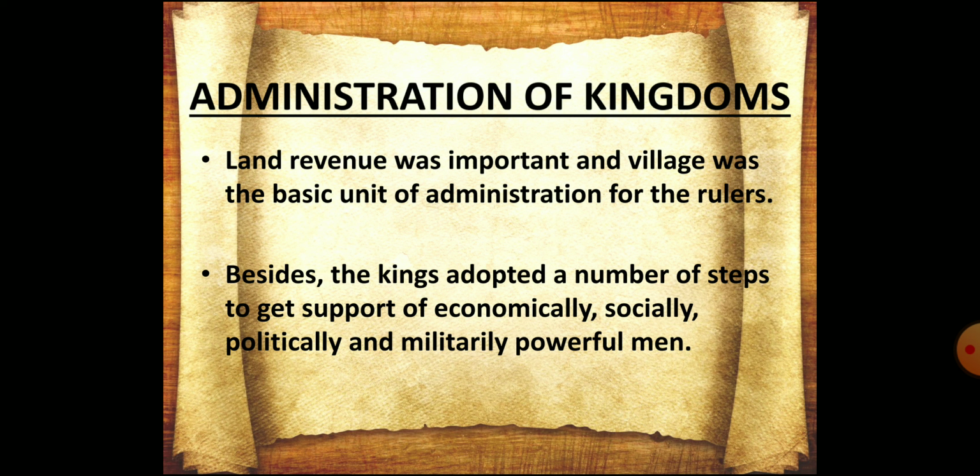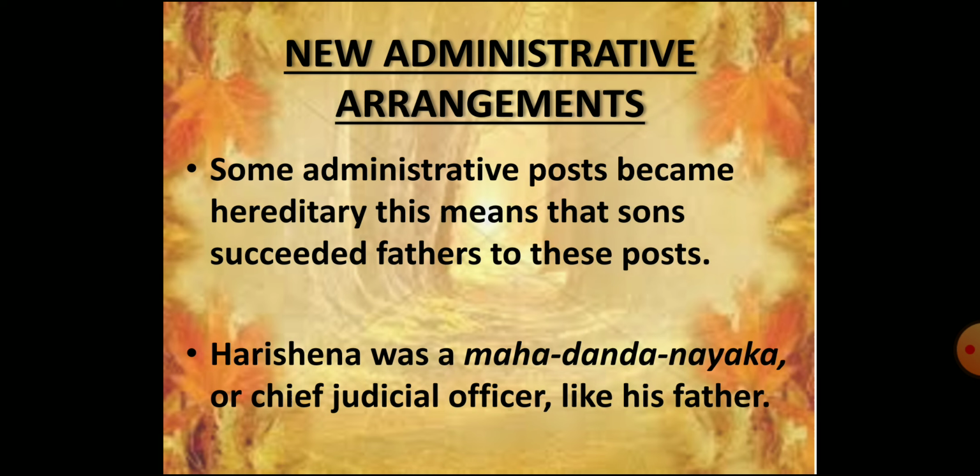The rulers in this period took support of the powerful men to administer their kingdoms and empires. These men were powerful because of their economic or social or political and military strength. So, children, to get the support of such powerful men, rulers adopted many steps. For example, they made some important administrative posts as hereditary, and in these posts, sons were appointed after their fathers.